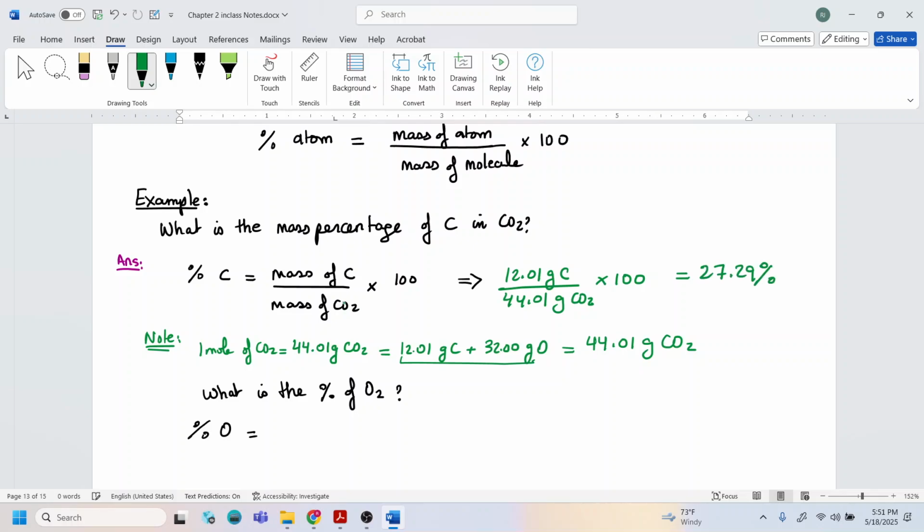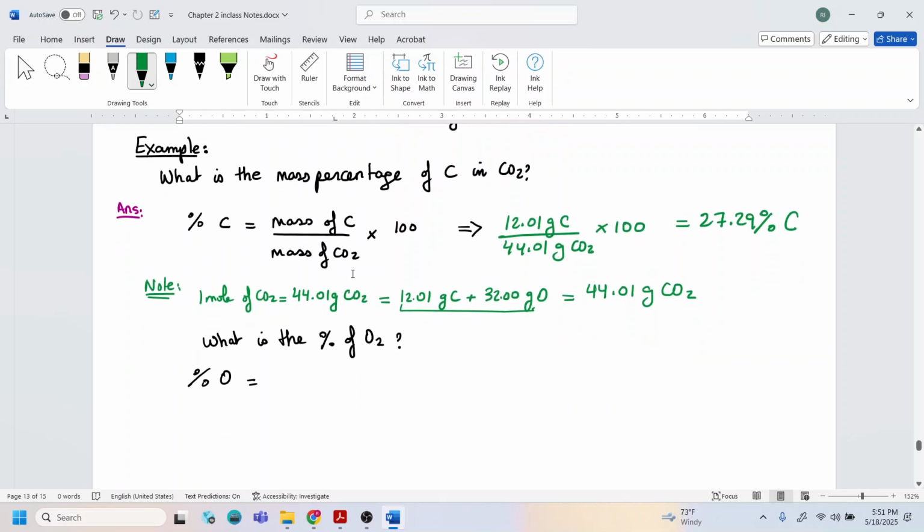So I have that much carbon. Now if I continue and ask how much oxygen do I have, we're going to do the same thing. We're still going to use the mass of the carbon dioxide, but now we use the mass of the oxygen. I have two oxygens, so the mass of the oxygen is 16 times 2, which is 32. So I have the mass of the oxygen divided by the mass of the carbon dioxide times 100, which is 32.00 grams of oxygen divided by 44.01 grams of CO2 times 100.